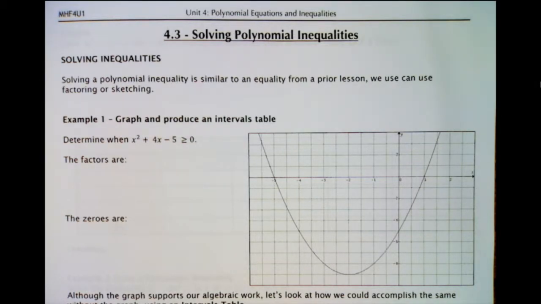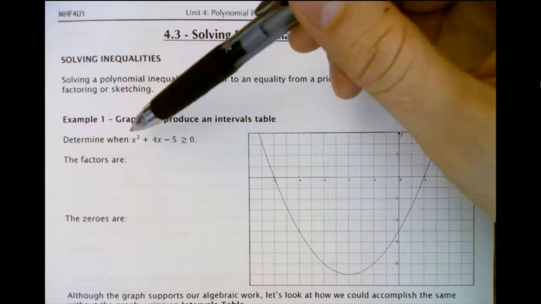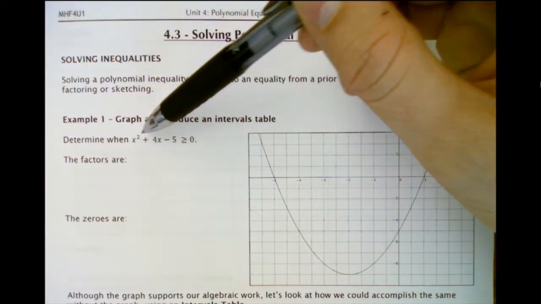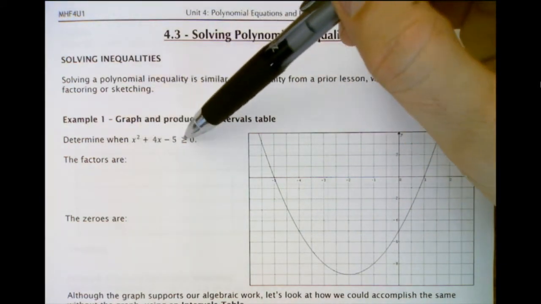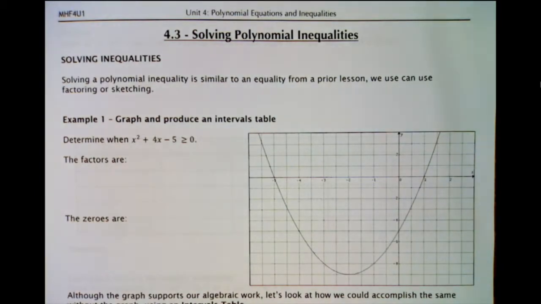They are set up very similarly. It looks like an equation, but instead of an equal sign, we have either a greater than, less than, greater than or equal to, or less than or equal to sign. So our first one states, when is x squared plus 4x minus 5 greater than or equal to 0? And we can solve this two ways. We can solve it algebraically, or we can solve it by looking at the graph.